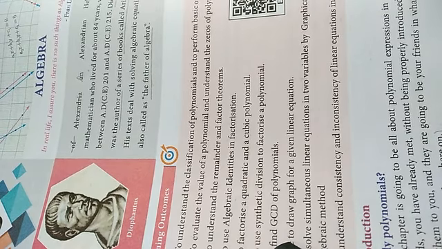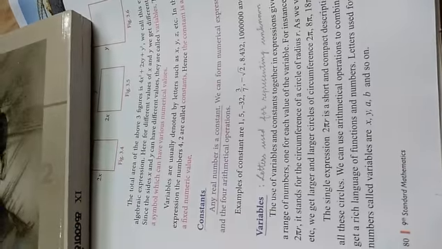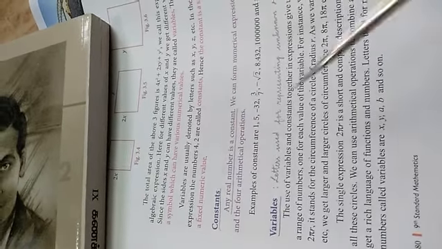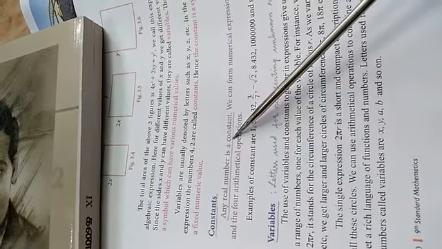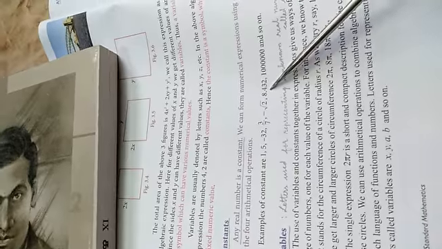First, constants. Constants are nothing but any real number which is a constant. Look at these, these are the real numbers. All types of numbers are real numbers. So we can call these numbers constants.